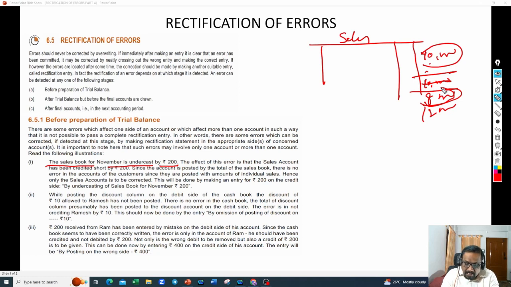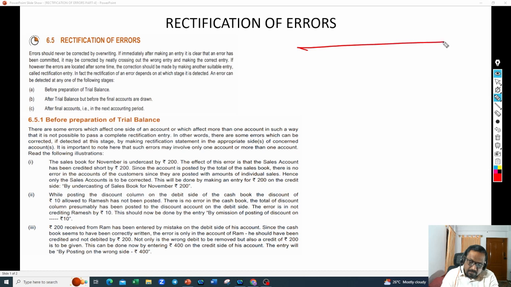So I undercasted to 8,000. The effect of this error is that the sales account has been credited short by 200 rupees. Since the sales account is posted from the total of the sales book, there is no error in the accounts of the customers, since they are posted with the amounts of individual sales. This is very important, guys.